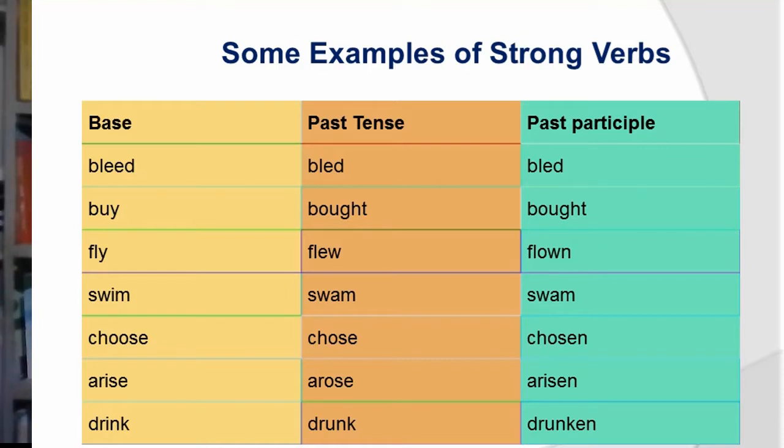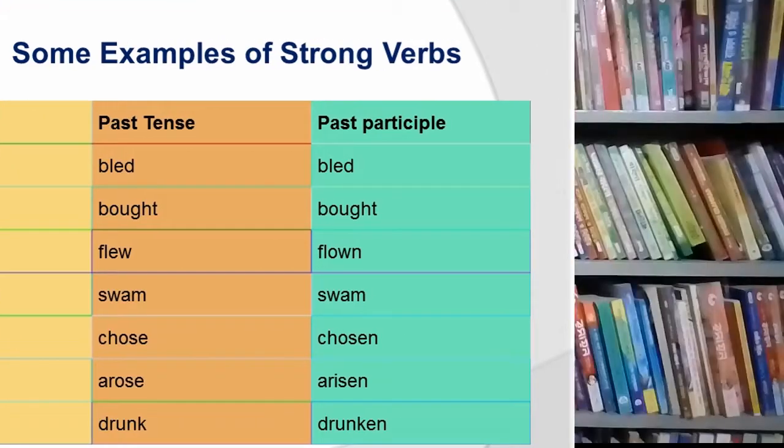Here, swam and swam are the same like the weak verb. Choose, chose, chosen, arise, arose, arise, and drink, drank, drunk. So students, if you think that all the forms of conjugation of a strong verb are different, you may be wrong.